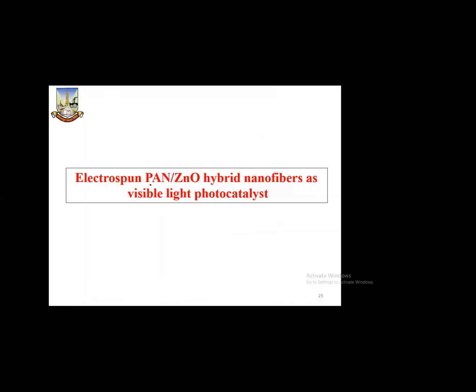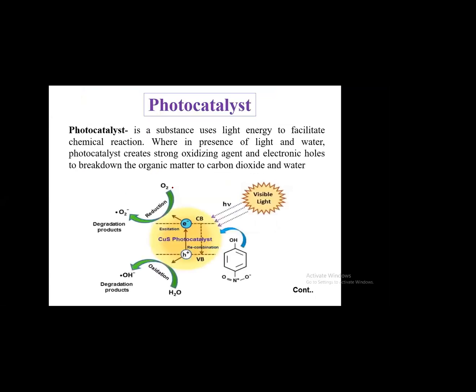Now, application of these PAN zinc oxide hybrid nanofibers as a visible light photocatalyst. A photocatalyst, you know, is a substance that uses light energy. Light is used to facilitate the chemical reaction. And in the presence of light and water, what happens? The photocatalyst creates strong oxidizing species. This is an example. Copper sulfate is used as a photocatalyst.